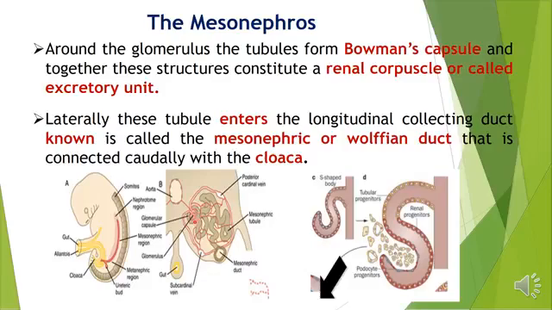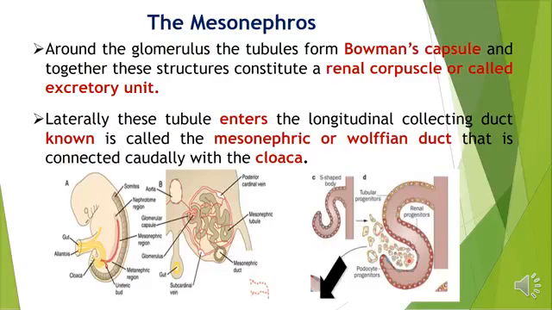Okay, the glomerulus is a tuft of capillaries surrounded by two layers of Bowman's capsule. Bowman's capsule and the glomerulus form the renal corpuscle or excretory unit. Laterally, these tubules enter the longitudinal collecting duct, called the mesonephric duct or Wolffian duct, which connects caudally with the cloaca.